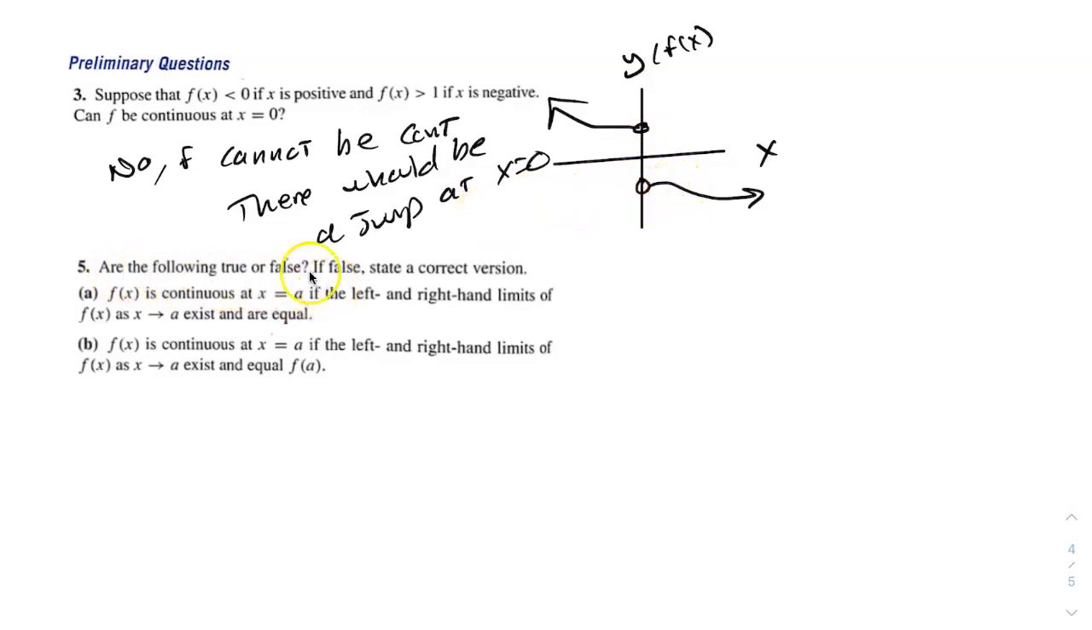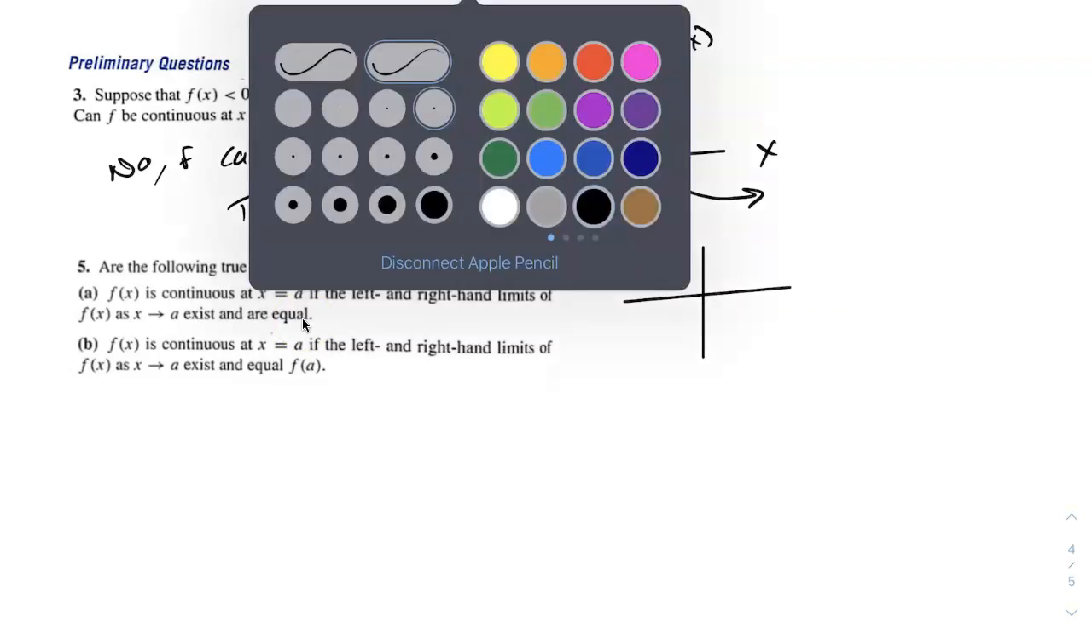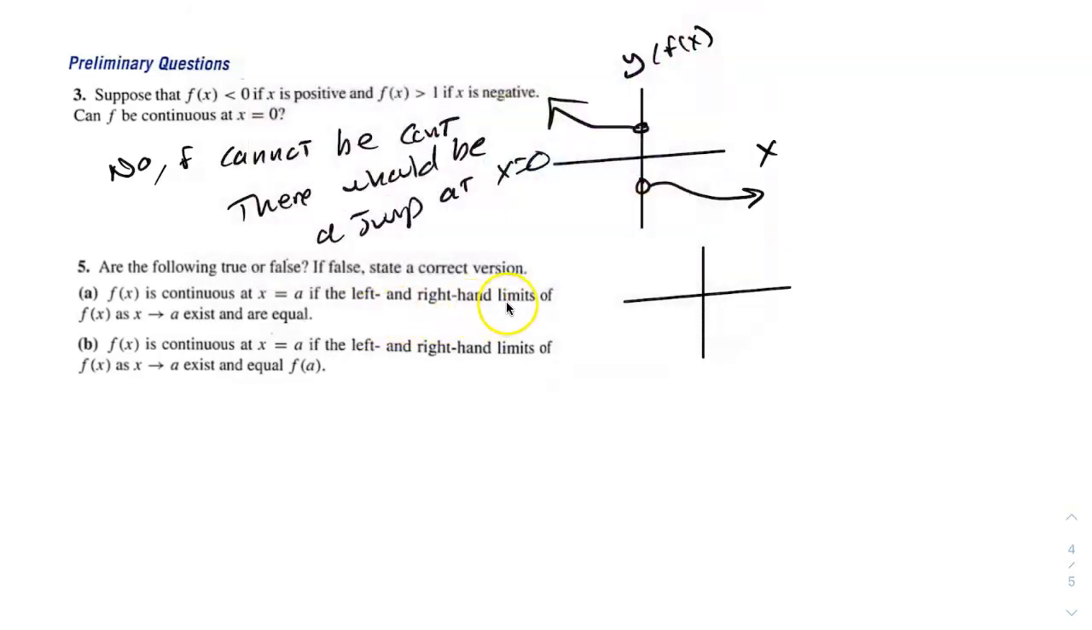Are the following true or false? If false, say the correct version. A. F of x is continuous at x equals a if the left and right hand limits of f of x as x approaches a exist and are equal. So what they're saying is that it's continuous if the left and right hand limits exist and are equal. Well, if I do this, the left hand and right hand limits exist and are equal, but it's not continuous.